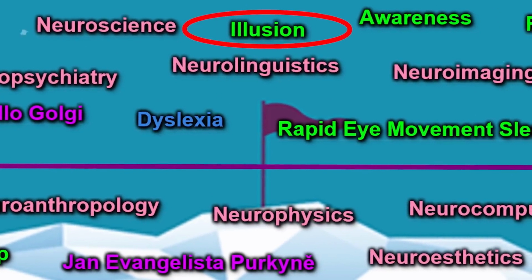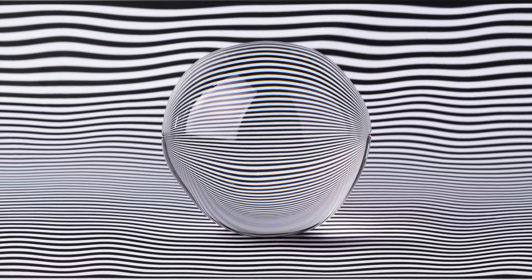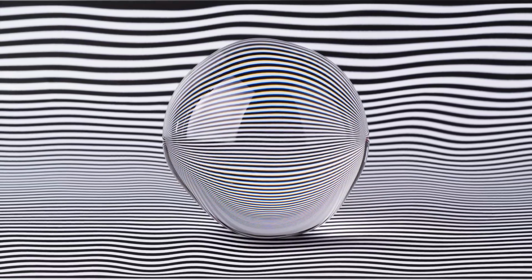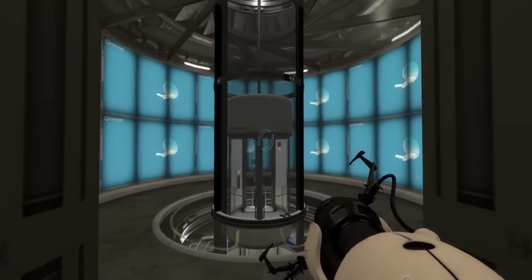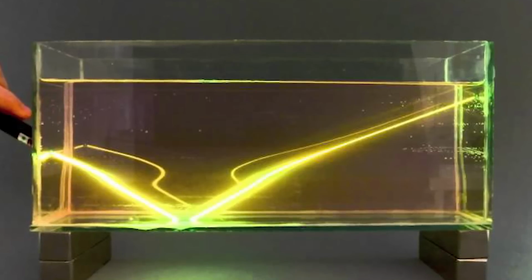Next up, we have an illusion. An illusion is a distortion of the senses, revealing how the brain normally organizes and interprets sensory stimulation. When you experience an illusion, what you perceive doesn't match the actual reality. For example, optical illusions trick your eyes and brain into seeing something different from what's really there, like a straight line looking bent underwater or a drawing appearing to move when it's actually static.